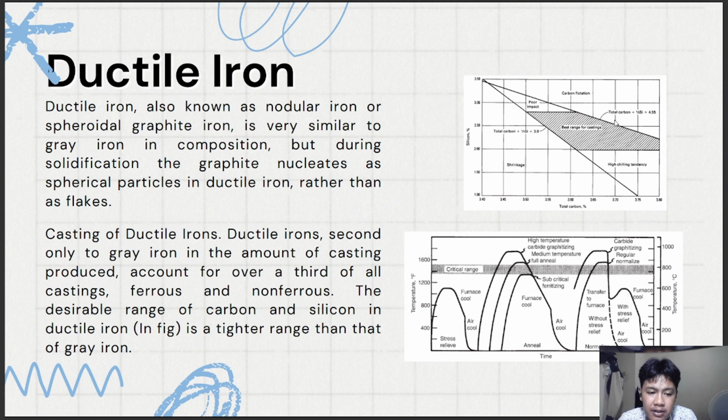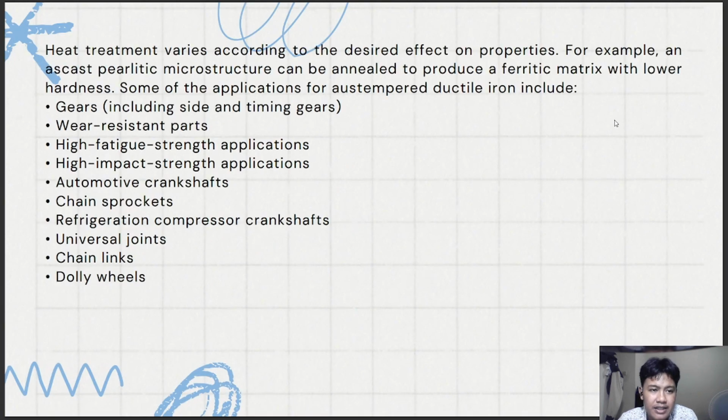The desirable range of carbon and silicon in ductile iron is a tighter range than that of gray iron. Heat treatment varies according to the desired effect on properties. For example, a ferritic microstructure can be annealed to produce a ferritic matrix with lower hardness.